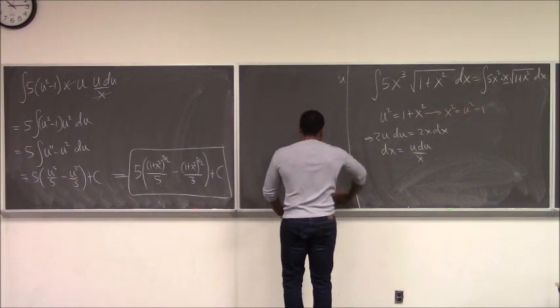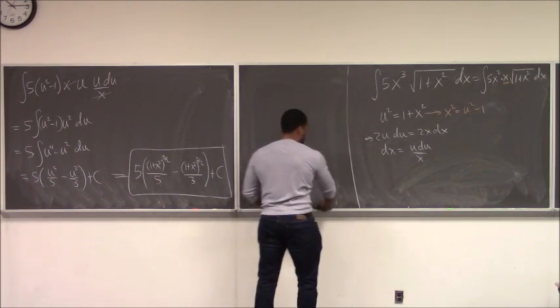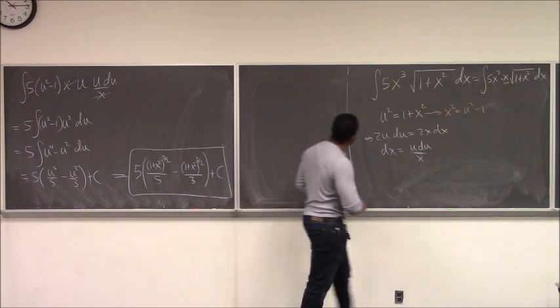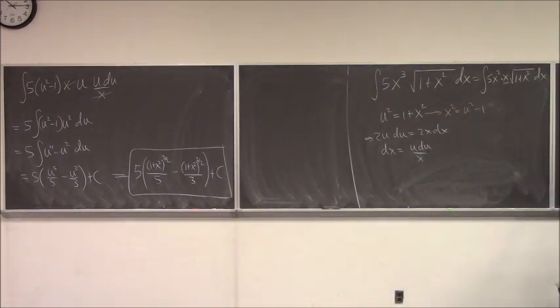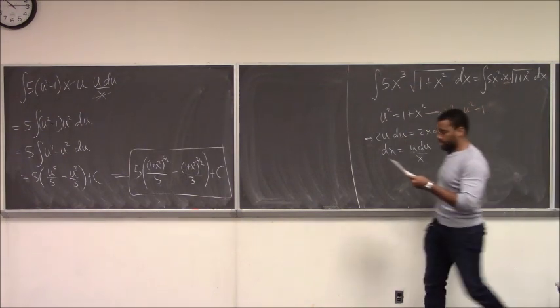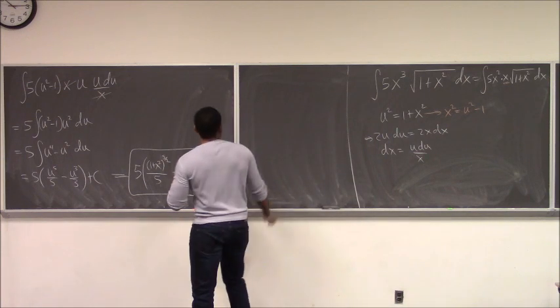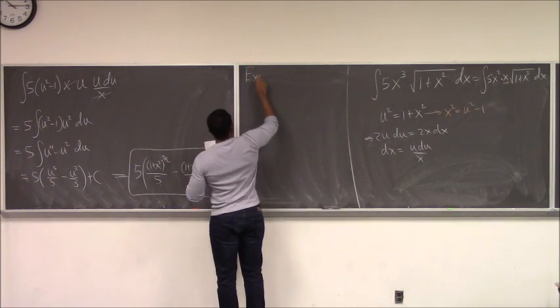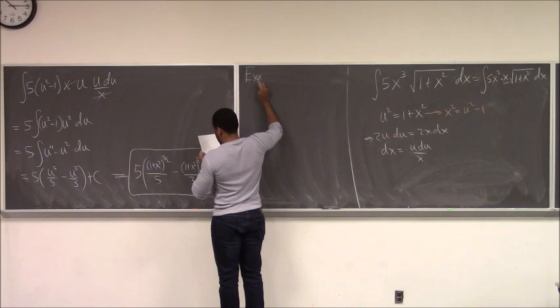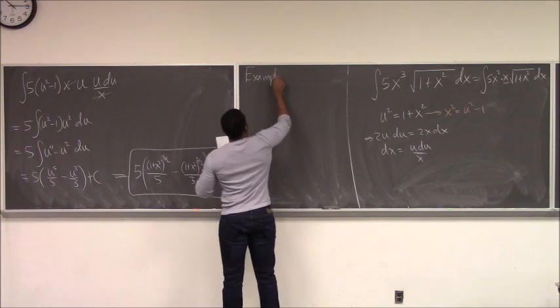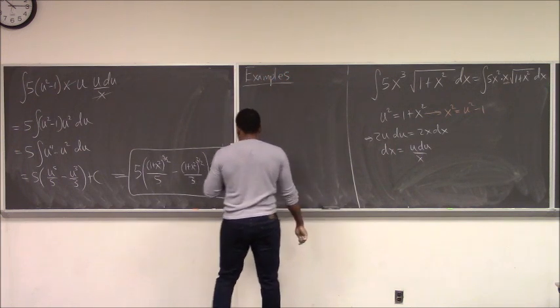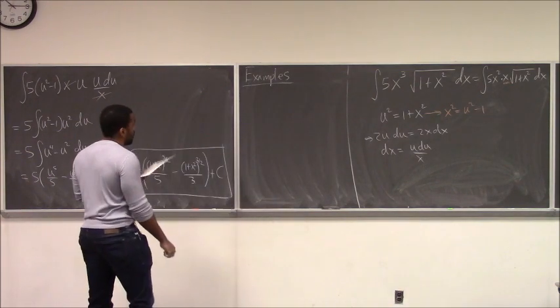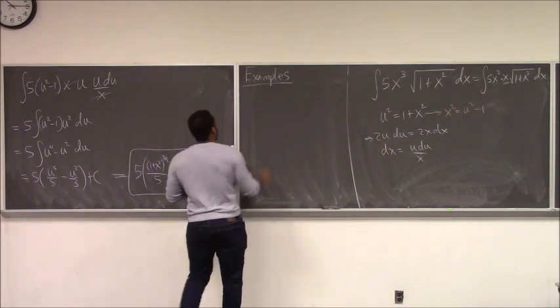Here are some examples. Here are the planned examples, which at this point we won't have time to go through all of them, but we'll go through a couple, and you can try the rest on your own. So these are more along the lines of the difficulty level of a Calculus 1 substitution example.